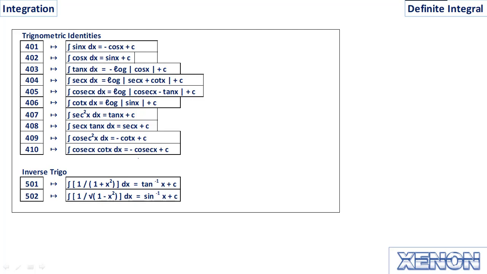Similarly, integration of sec x into dx equals log mod sec x plus tan x plus c. So, see how we will get the integration of sec x with respect to dx in this form. Actually, we will multiply numerator and denominator both by sec x plus tan x, and we will put sec x plus tan x equals t, right?